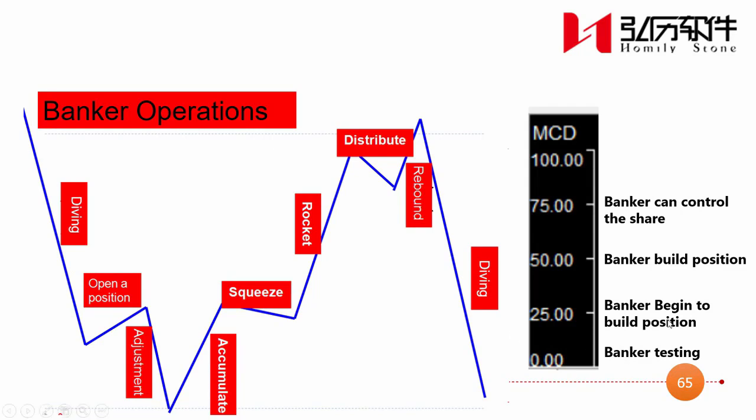But it does not mean that once the banker builds a position, it will rise right away. Usually, there will be many adjustments, pullbacks, testing again, squeeze. After that, the red bar reaches 50%, and then the market will rocket up. The price will rise very quickly. If the red bar can reach 75%, it means the banker can control this share. This is the best time for us to make money.